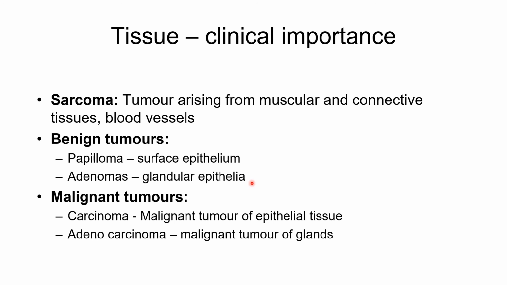So, now you know what is a tissue, where that word tissue originated, and the definition of tissues, and the classification of tissues into 4 basic types, and their features and clinical importance.